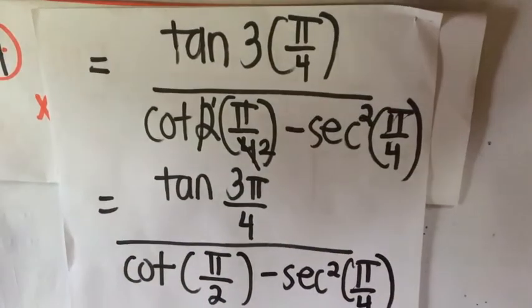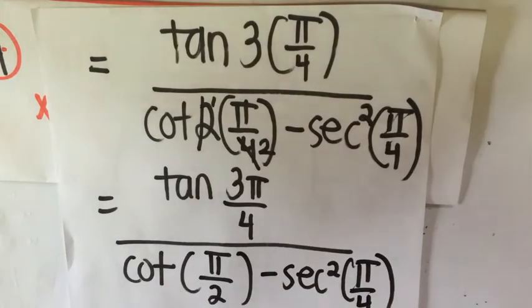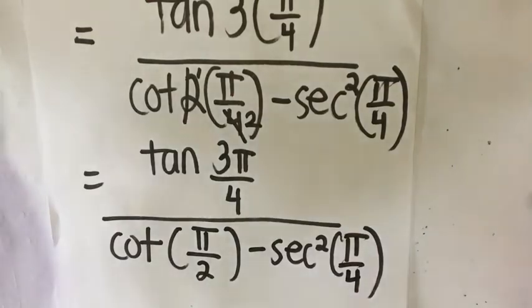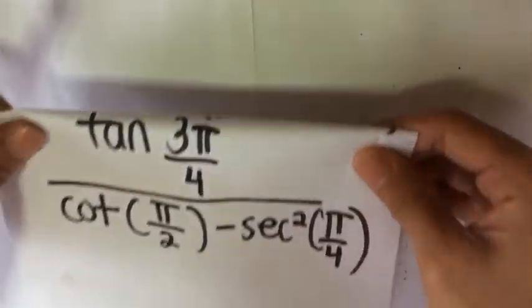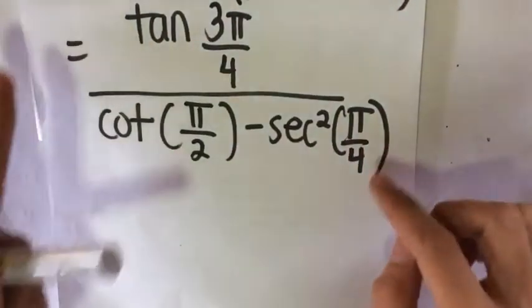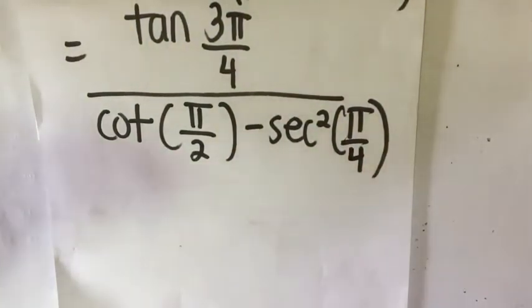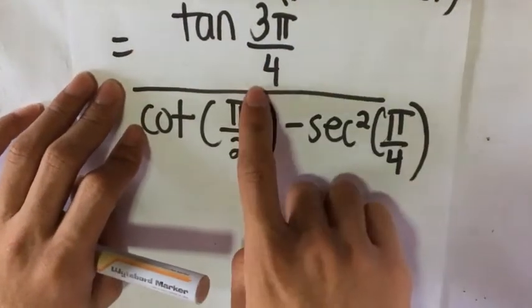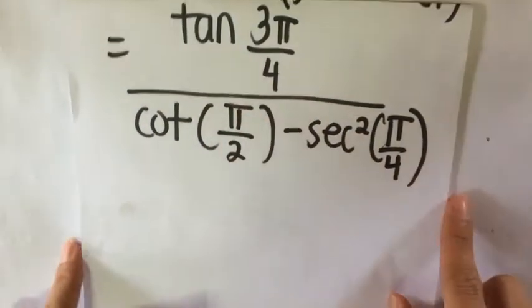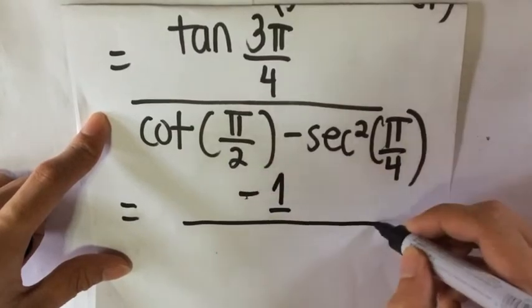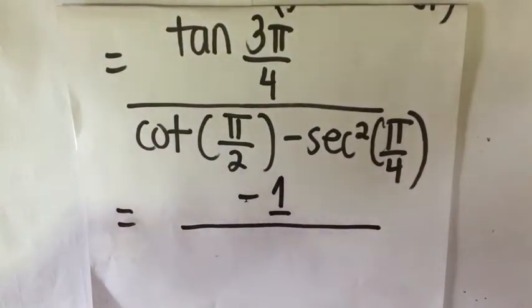Okay, so we already substituted that one. After you substituted that one, we are going to find the exact value of the following. Based on the table, please look at your table. The value of tan 3 pi over 4 is equivalent to negative 1. That's great. Again, you refer to your table of values. That is negative 1.